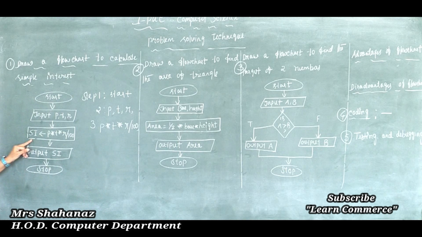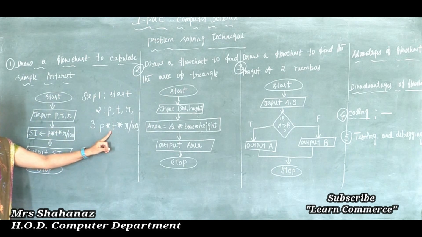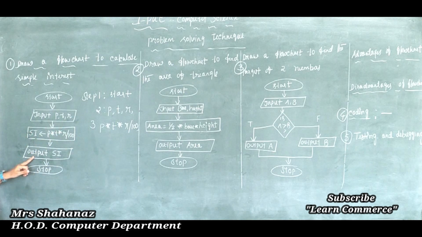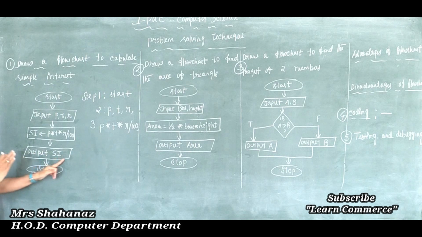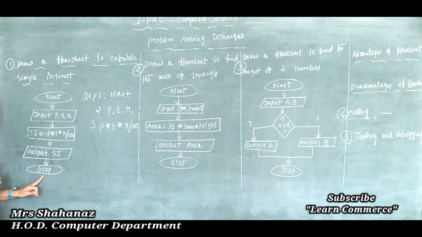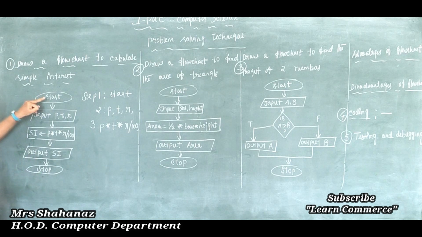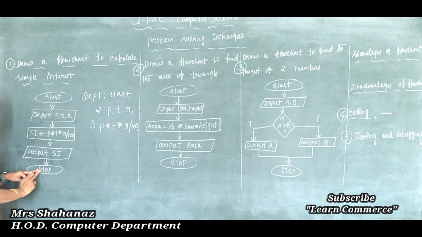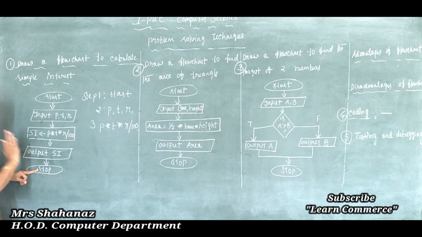Clear this point here? Later we get the answer of the simple interest, and then we output the simple interest, and finally we stop the program. Clear this one? Stop the program or the flowchart. We know that start and stop are drawn using the terminal symbol, and this symbol is used to indicate the start and end of the program. To start the program, as well as to end the program, we use the terminal symbol.